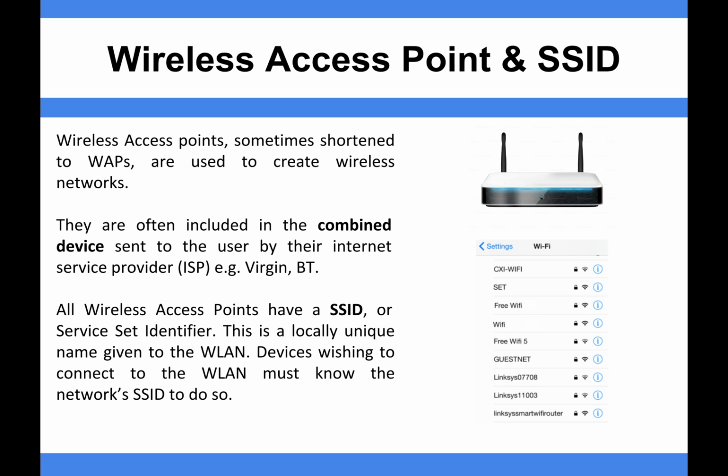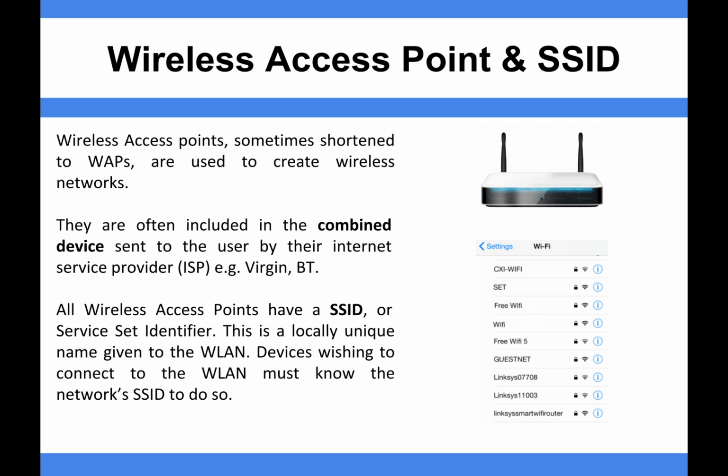So wireless access points and SSID, two things I'll probably explain because they go quite well together. Your wireless access point, often shortened to WAPs, are used to create wireless networks or used to create access to a wireless network. You've most commonly seen these as part of a combined device, which companies often call hubs now.